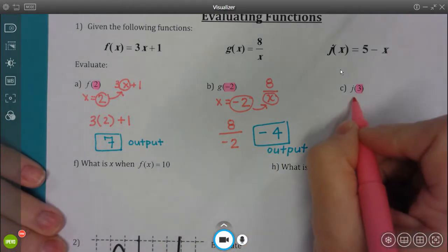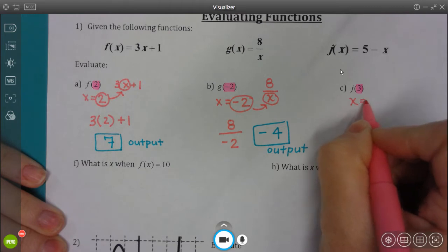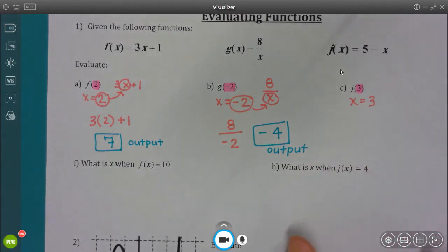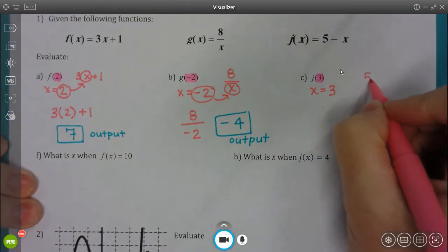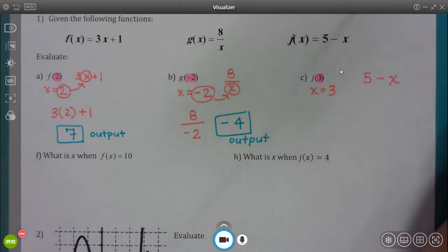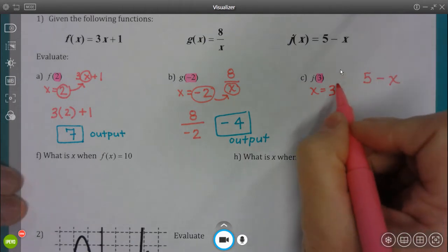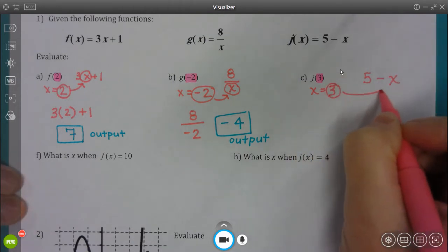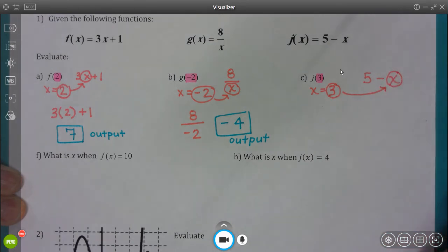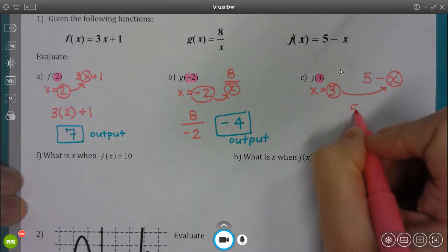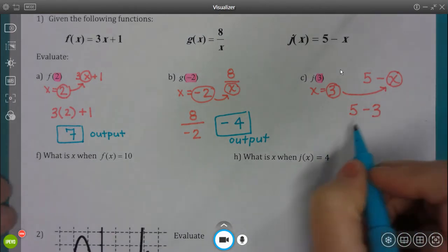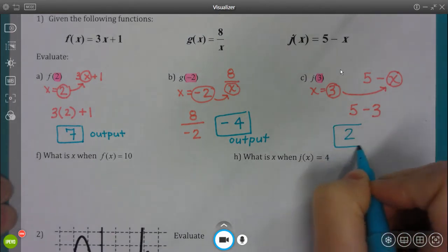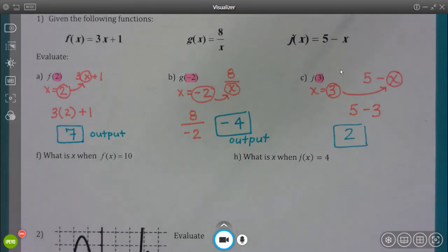And now we're going to do function j when x is equal to 3. So my function j says that I'm doing 5 minus x. So I'm going to take 3 and replace x with 3. So that means I'm going to be doing 5 minus 3, which gives us our output value of 2.